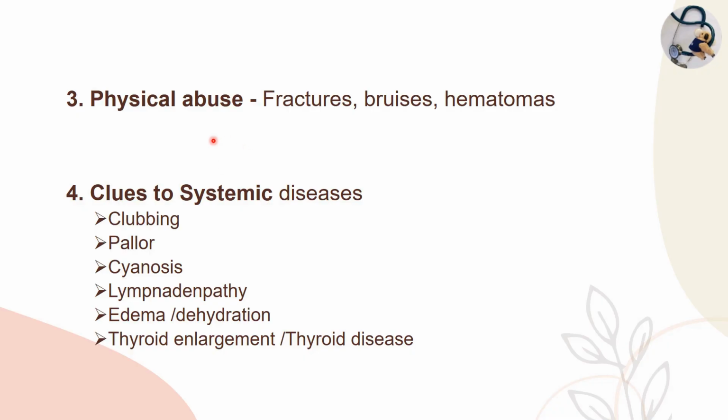Third is physical abuse. The clues for physical abuse will be fractures, bruises or hematomas present in different parts of the body. And clues to systemic disease are clubbing, pallor, cyanosis, lymphadenopathy, edema, dehydration, thyroid enlargement or thyroid diseases.